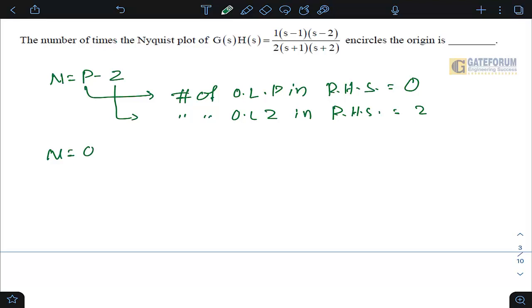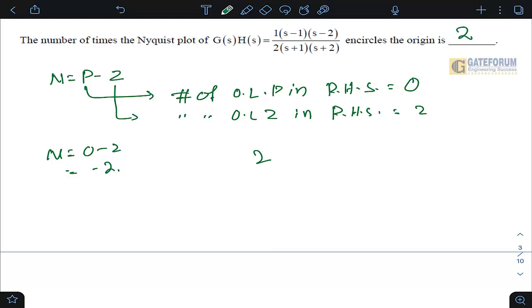So N is equal to 0 minus 2, which is minus 2. What is the meaning of minus 2? The meaning of minus 2 is that the contour will encircle the origin in the clockwise direction twice. If the answer had been plus 2, it would be in the anti-clockwise direction; in the minus 2 case it is clockwise. But here, direction-related, there are no ambiguities in these questions. So the simple answer is 2.